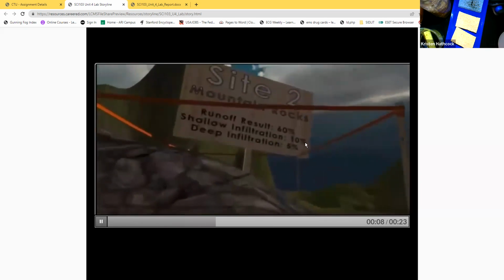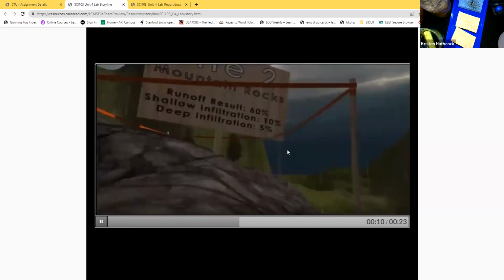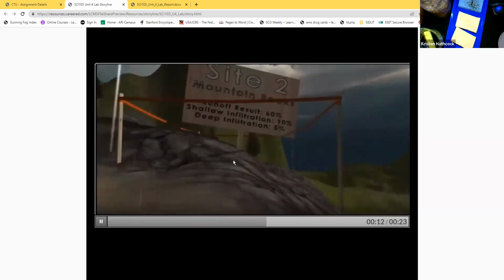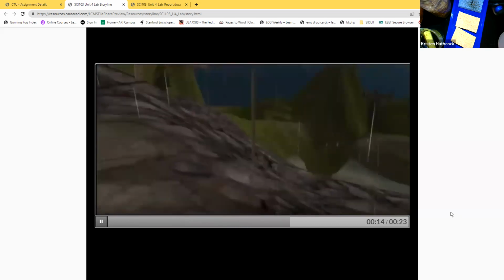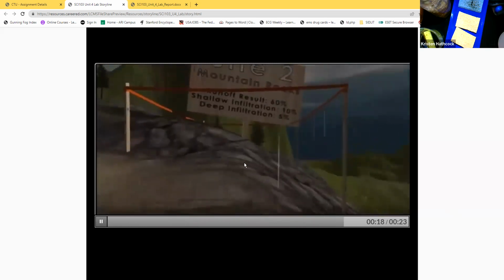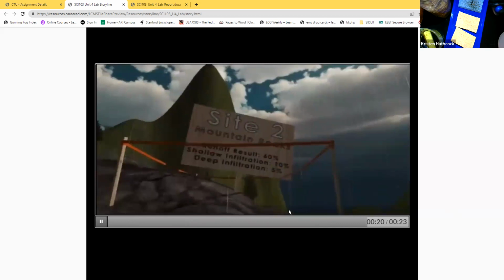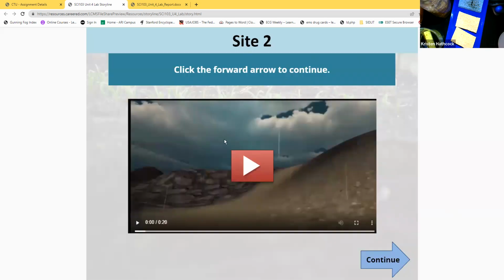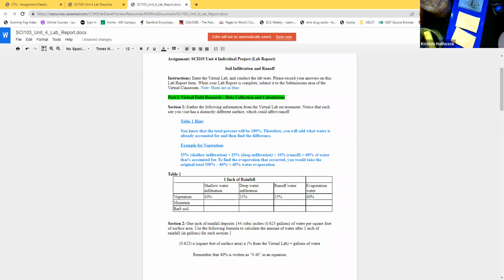So then you have 60, 10, and 5. And they're in the same order: runoff, shallow, deep, and so on. Again, we're showing you all the different areas, what it looks like, rocky, and so on. Make sure you write these descriptive words down. Okay? And so after you do that for all 3 sites, then you're going to take this information and you're going to put it into this formula.